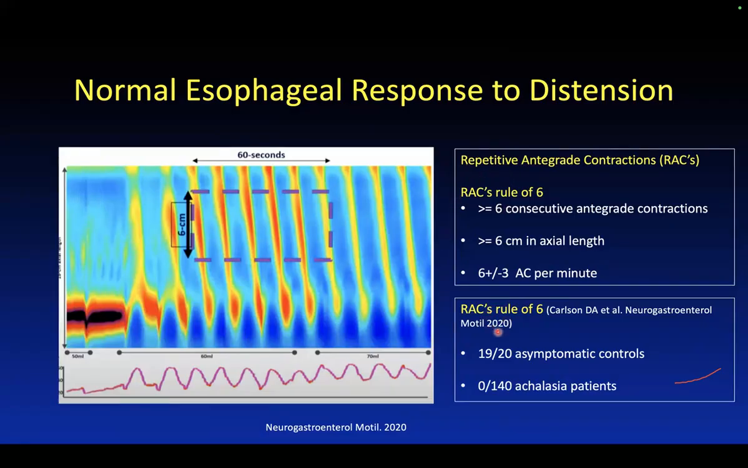So why are RACs important? An important study which was published in 2020 showed that if you see RACs, it is very likely that this is normal. When they looked at around 160 patients, of the people who had RACs, 19 out of 20 patients were asymptomatic. They had no motility disorder. Whereas when the RACs were absent, these were all patients with achalasia cardia. Right? So RACs are an important thing to look for when you see an EndoFLIP.